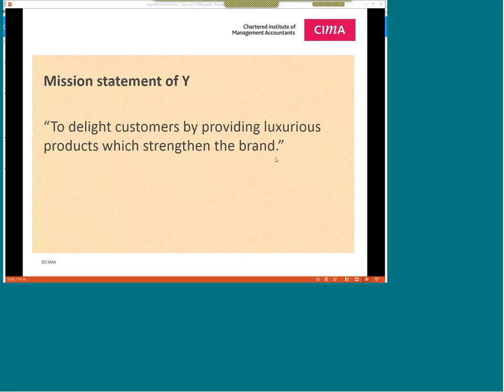Okay, so this is the mission statement. What is the next step when we have a mission statement? Do you remember, Daniel, what would be the next step in terms of strategy creation?